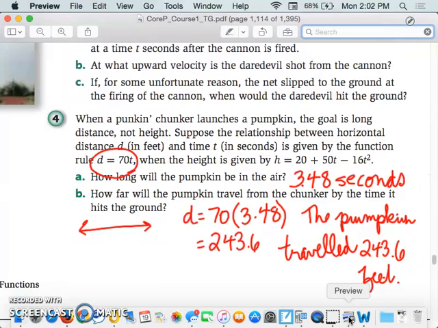Okay, so that is how you find the zero and then how you would calculate horizontal travel distance.